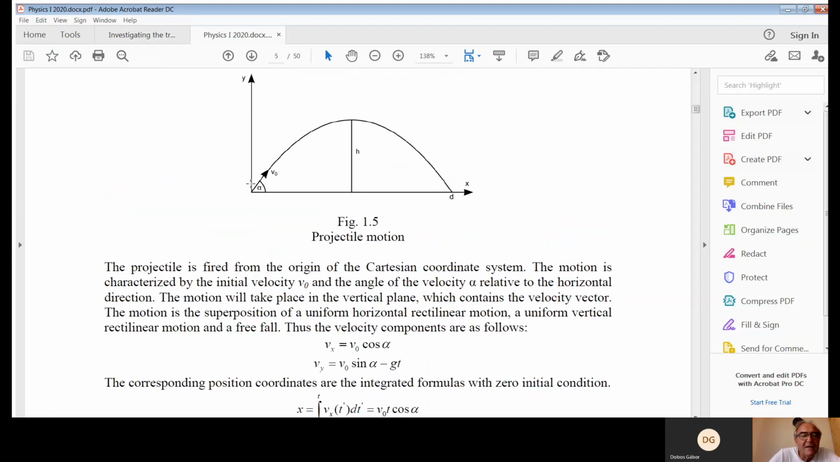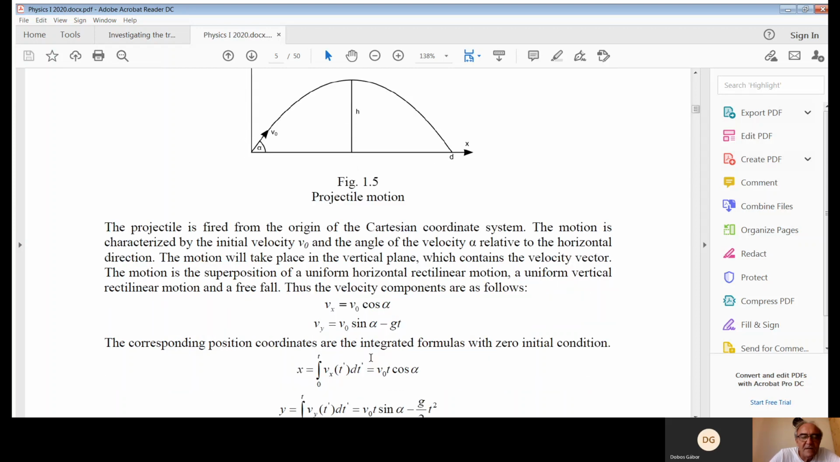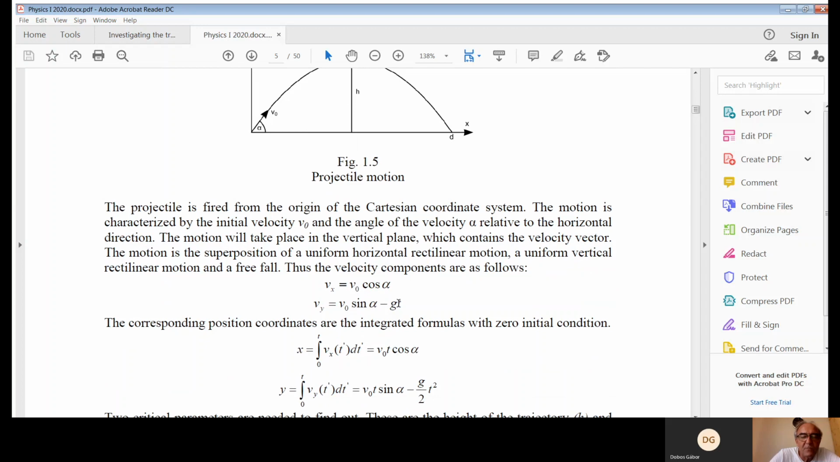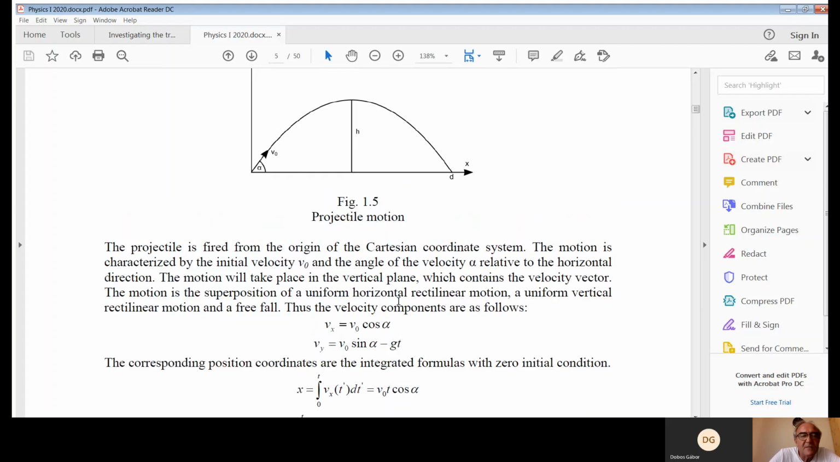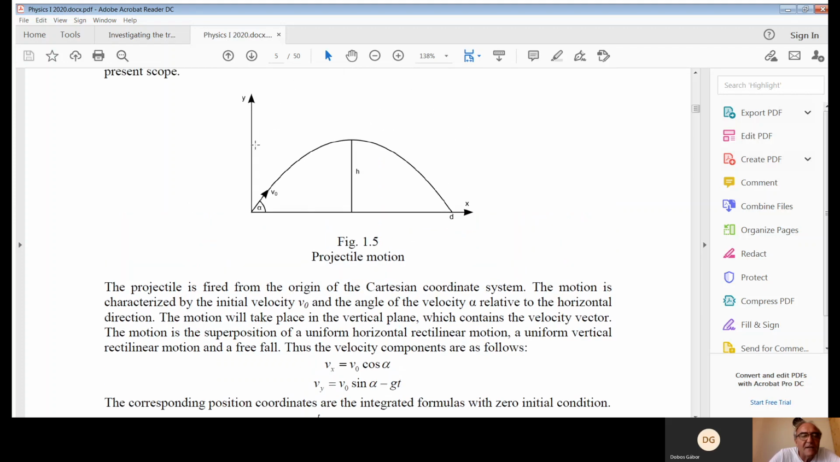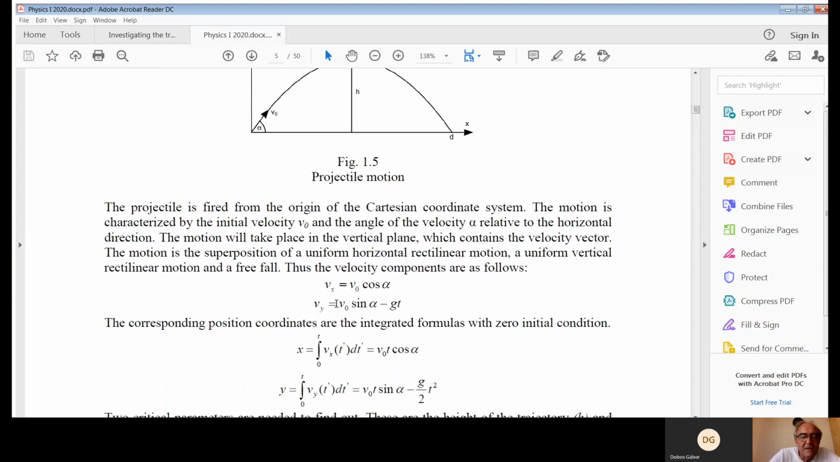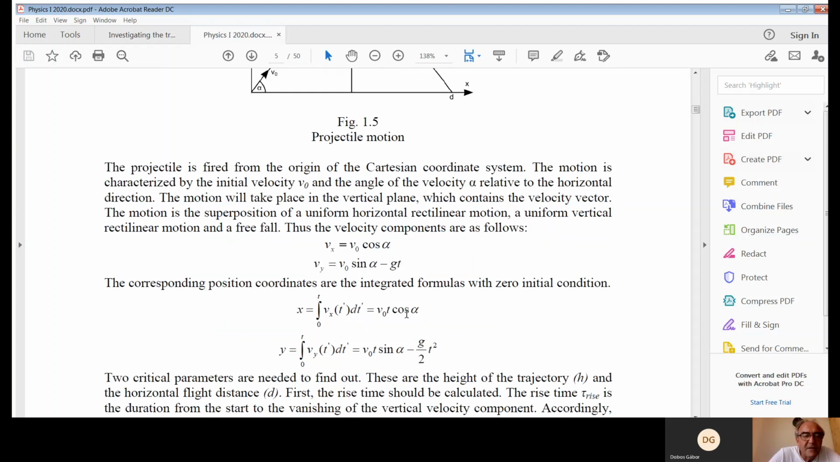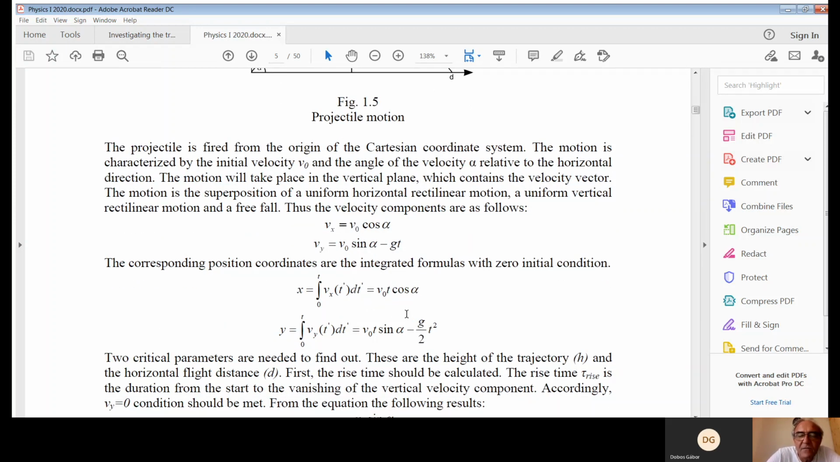The Vy, on the other hand, which is the vertical velocity, is composed of two things. One of them is a homogeneous constant velocity, but it has a superimposed free fall term, because the particle is subjected to gravity, so it is falling down. So it is composed of a uniform traveling to the right and a free fall. The corresponding position coordinates are integrated from the formulas with zero initial condition.